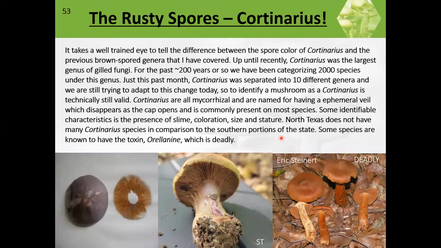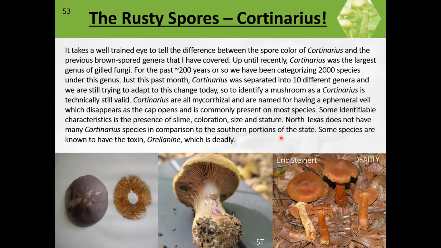So, rusty spores. This is one of my favorite genera. Until 2 or 3 weeks ago, this genus was called Cortinarius. They're famous for having rusty spores. And for the last 100 years, we've been calling all of these Cortinarius. But just 2 or 3 weeks ago, they split it into 10 different genera. It was confusing enough as it was, and it's just got a little bit more confusing now. So it's still accepted to call them Cortinarius.